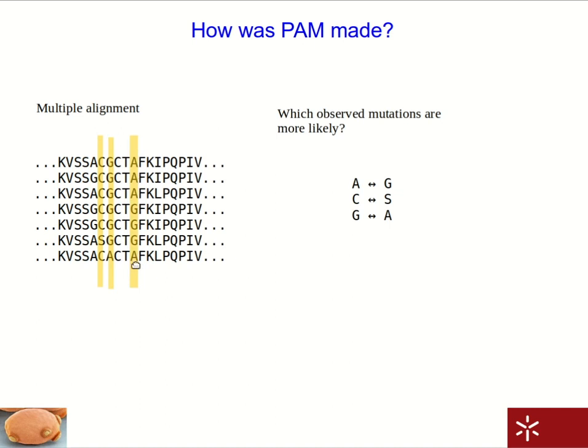This column here, A to G, and this one possibly here, would give us data for the A to G transition here. C to S here would give us data for the C to S. And then we just repeat this for all sequences and all amino acids until we have enough data to be able to construct our matrix.